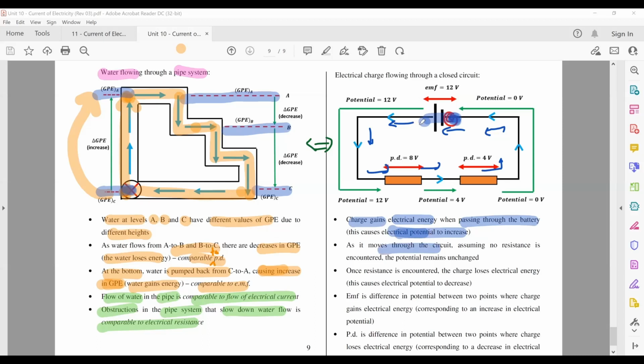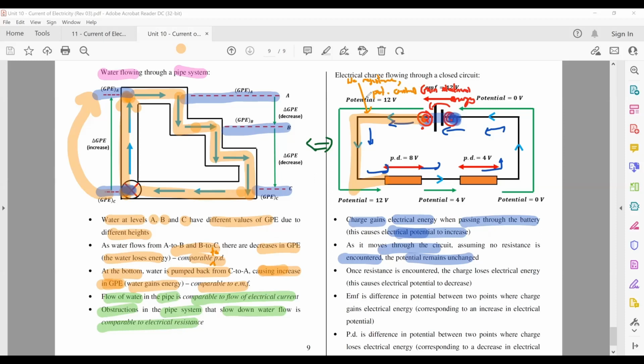Now, as it moves through the circuit, assuming that no resistance is encountered, note the potential remains unchanged. What we mean by that is that if the charge was here, and then it moved past the battery, it already gained electrical energy. So this charge here is at a certain potential. Provided that when it moves from here all the way to here there's no resistance, the potential is constant.